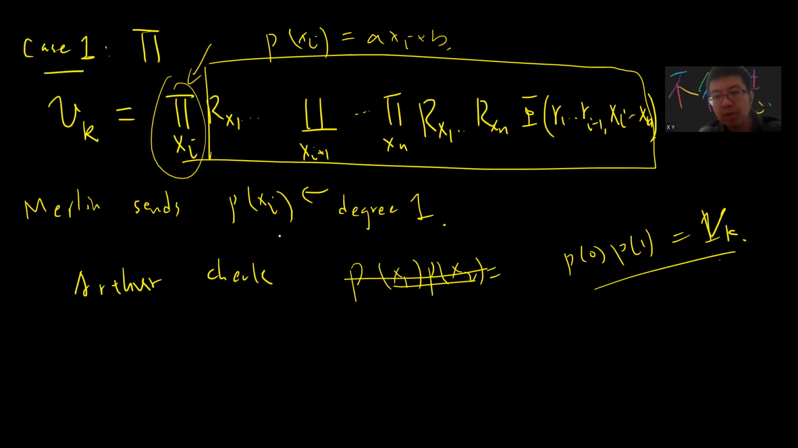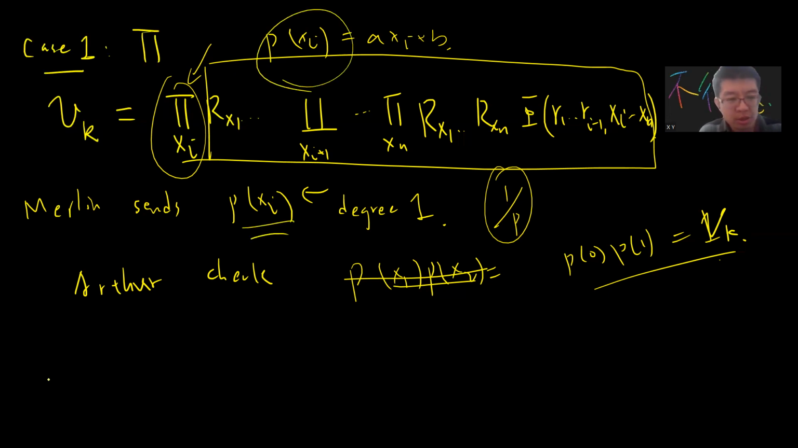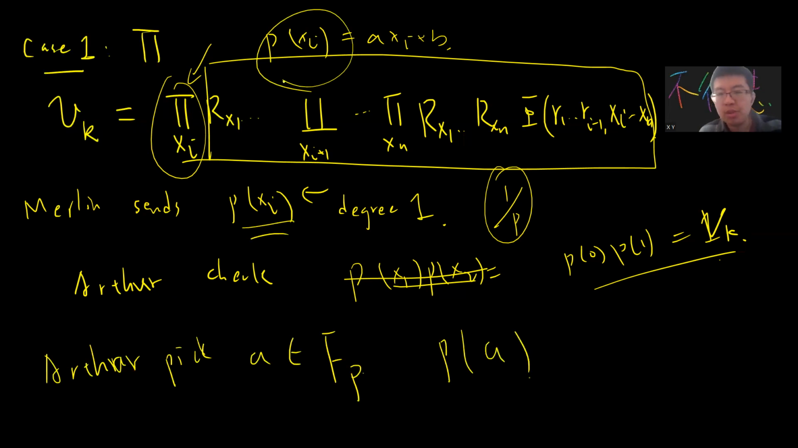And then the same thing happens, right? If Merlin is cheating, then there will just be 1 over p probability. So the success probability for Merlin to cheat Arthur is just 1 over p, which is very small because it's degree 1. And then Arthur just randomly picks a belonging to Fp, and then P of a just becomes the next step.